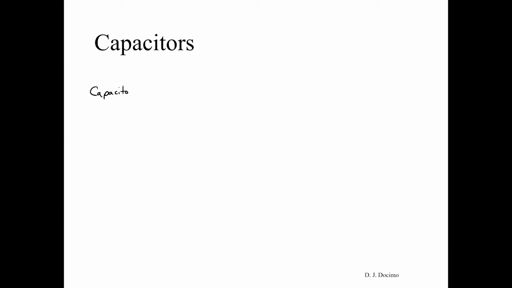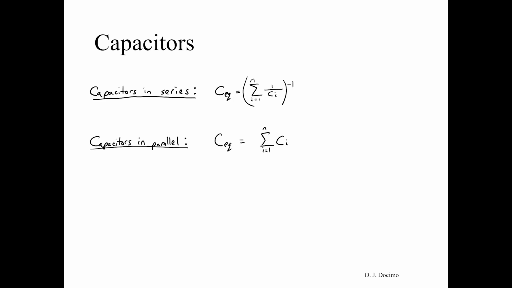Now, for capacitors in series, what we do is we take the inverse of each one of those capacitance values, we sum those all together, and we take the inverse of that to get the equivalent capacitance. Now, for capacitors in parallel, we actually just add them straight up all together. And these are derived from just the energy balances of these elements here.